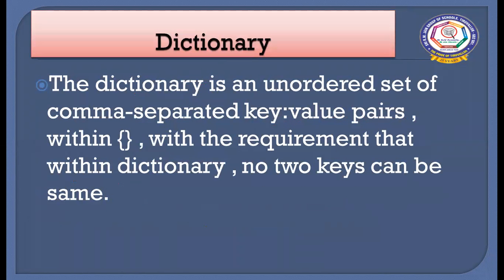Now we'll discuss the next data type, which is the dictionary. A dictionary is an unordered set of comma separated key value pairs within curly brackets. With the requirement that within a dictionary, no two keys can be the same, because the values are referenced by a key element. It is not based on the index number. That's why we say that no two key values should be the same. Now we'll see some examples.